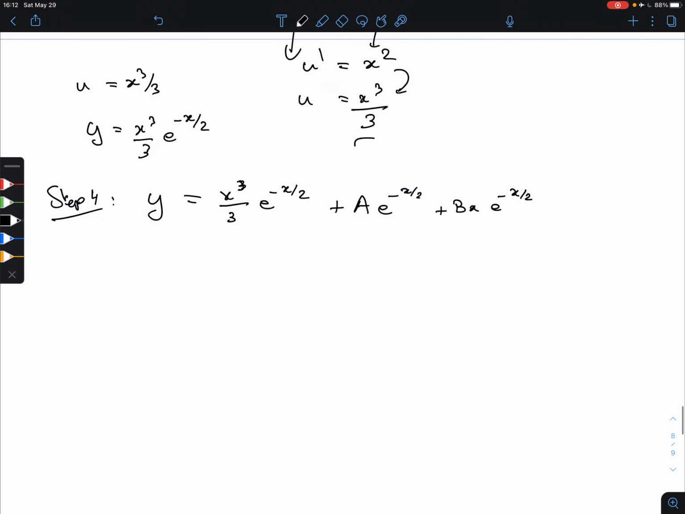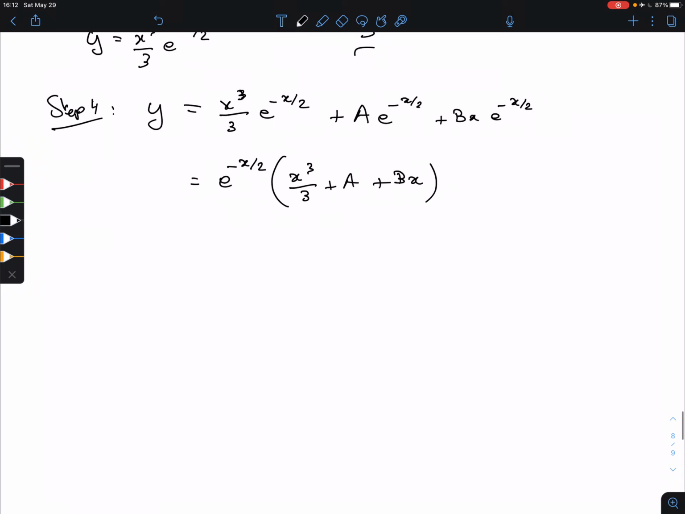Okay, so in fact here you could even factor out the e to the minus x over 2 everywhere, and so we would have an x cubed over 3 plus a plus bx. It makes it slightly simpler in calculations, especially now. Let's do the initial conditions, right? So if x is 0, then y was 1 and y prime was 1, but I'm going to probably change these numbers a little bit. So let's plug this in first.